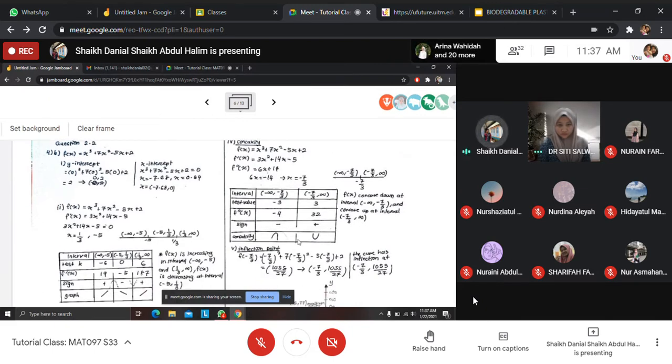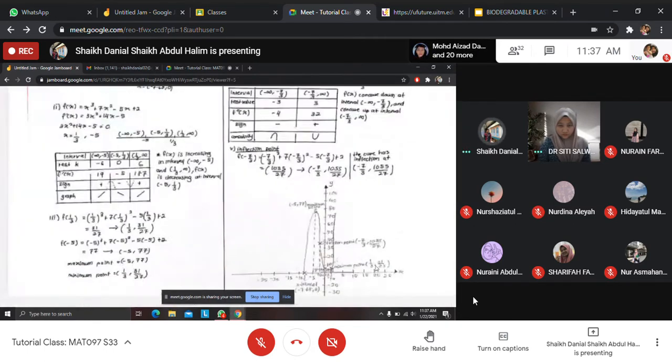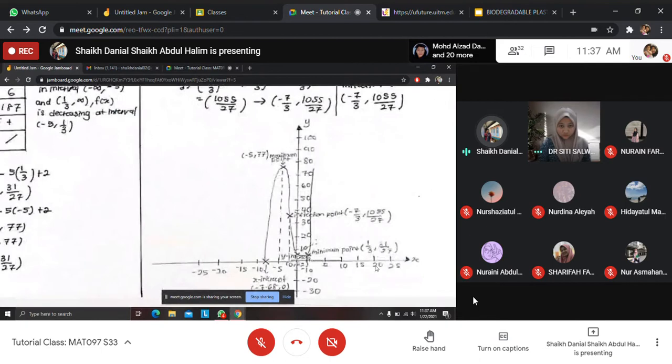Then kita cari inflection point dia. Inflection point dia kita substitute balik value dapat kat sini negative 7 over 3 kat dalam original equation. Nanti kita akan dapat inflection point dia negative 7 over 3 and 1055 over 27. So saya substitute semua dalam ni, masukkan maximum point dia, inflection point, x-intercept, minimum point dengan y-intercept. Nanti saya dapat bentuk graph dia macam ni.